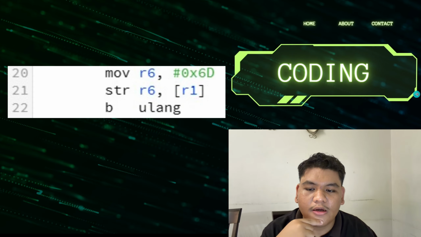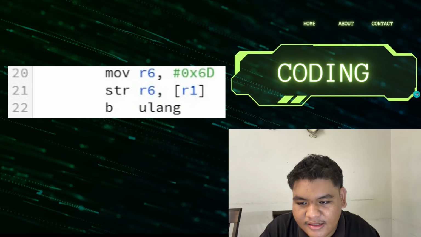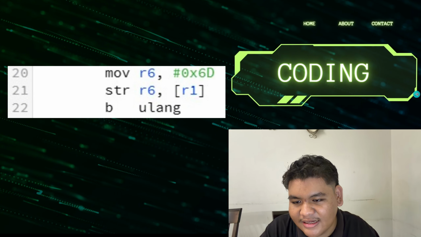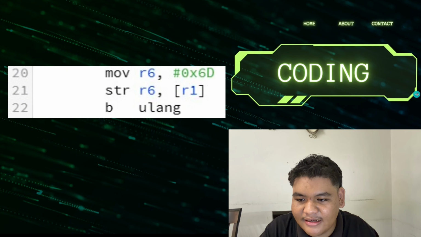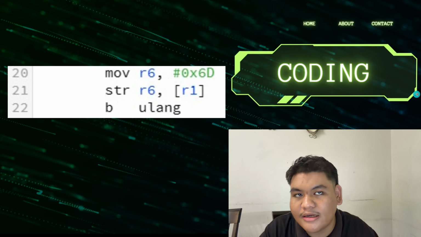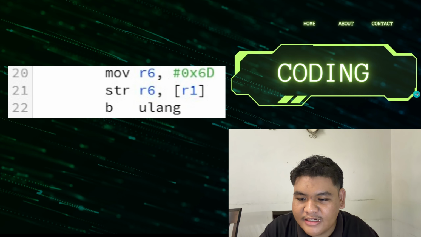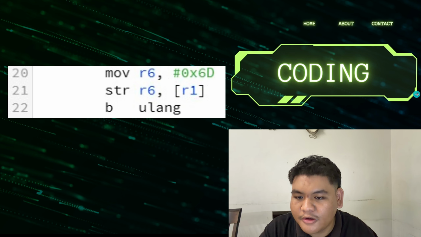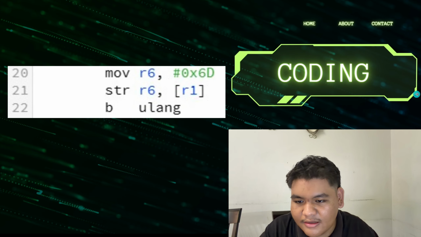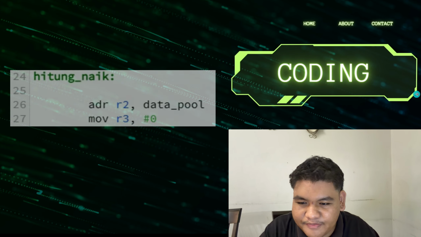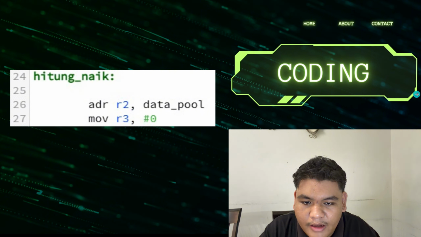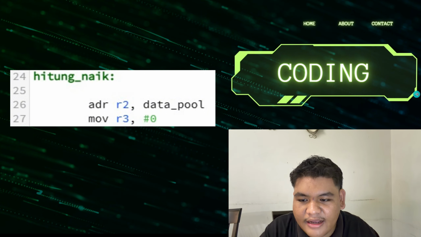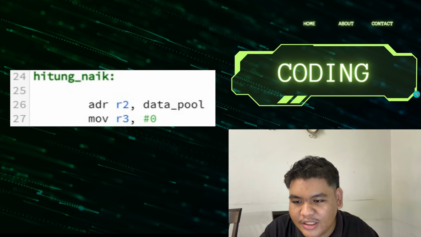We move the active high pattern 0x6D into register R6, which creates the letter character S on the 7 segment module. We write this out to our display using a store command and branch back to ulang. Continuously watch the inputs. Next, from line 24 until line 27, when switch 0 is triggered, we step into hitung naik.